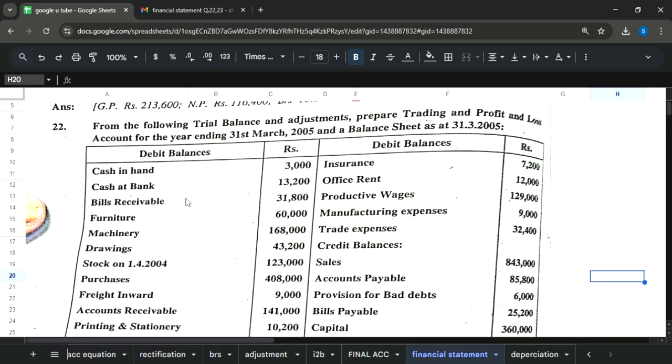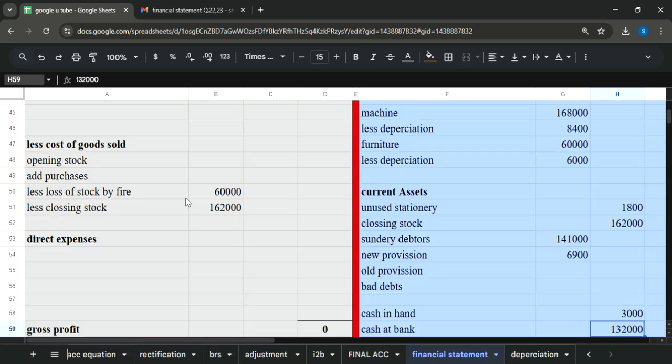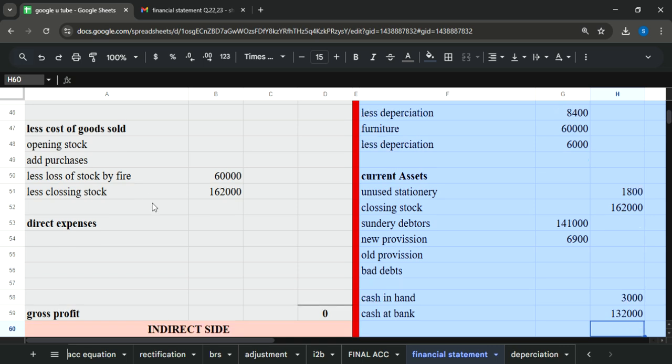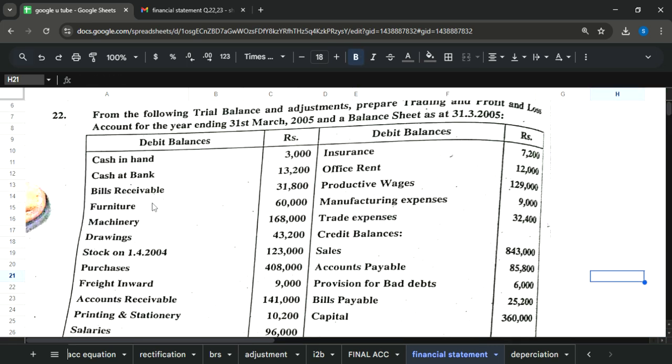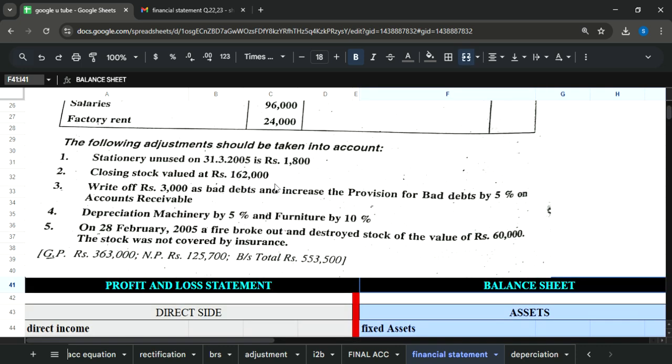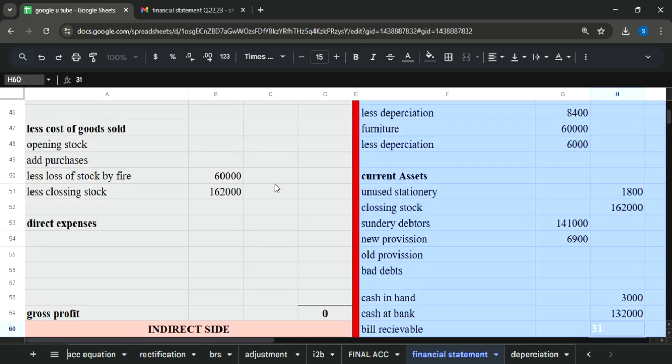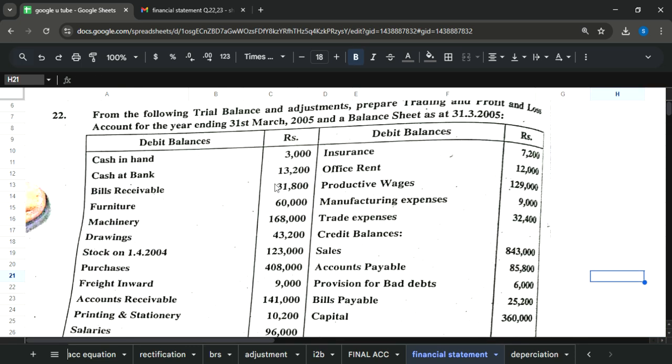Then we have bill receivable. Again, it's a current asset. So you will be writing bill receivable, the amount of which is 31800. Write down its amount. So step by step we are putting each and every element of this trial balance into the financial statements. After bill receivable, furniture is already written.